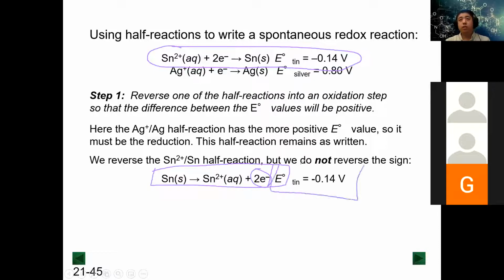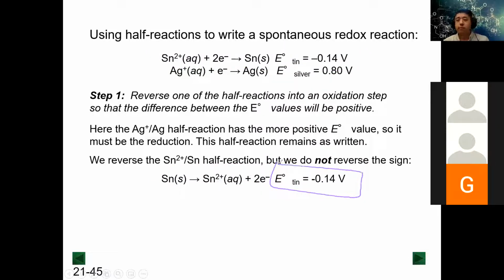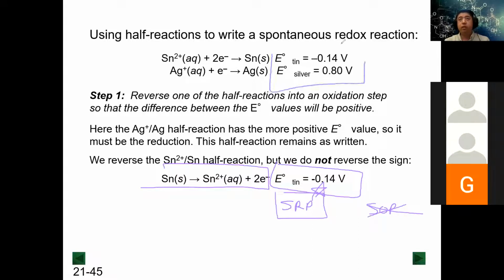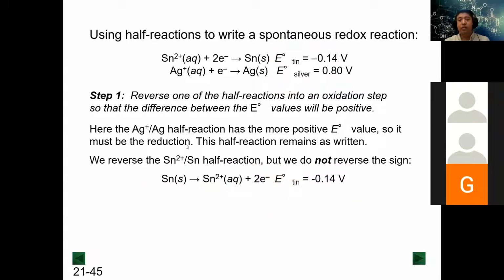If you notice, what did I do to the E value here? Nothing, right? I keep this the same. I do not touch this, even though I changed the sign. This is known as my standard reduction potential, so how likely it is undergoing reduction. I do not want to change this because if I change it, it becomes my standard oxidizing potential. I don't need this information. I want standard reduction potential, because I'm comparing it between these two. It's also going to help us when we calculate our E cell.